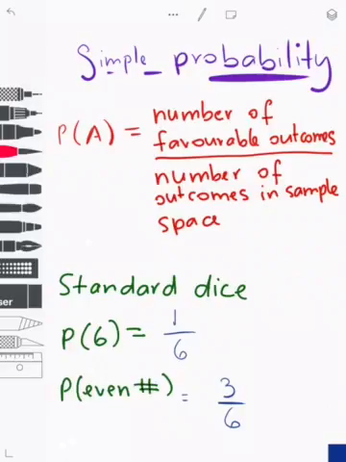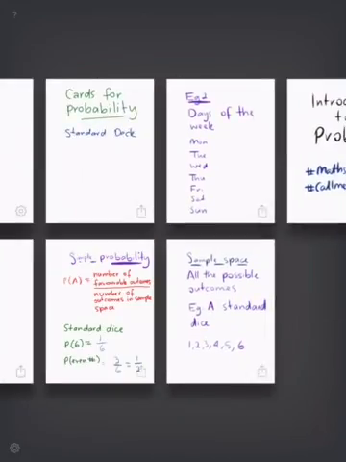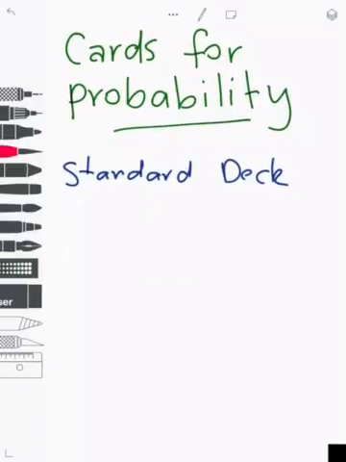So if we put 3 over 6 in the calculator, that will simplify to 1 over 2, or half. We know, logically thinking, that it is a 50-50 chance, or an even chance, that we will get an even number. Let's move on to cards for probability.